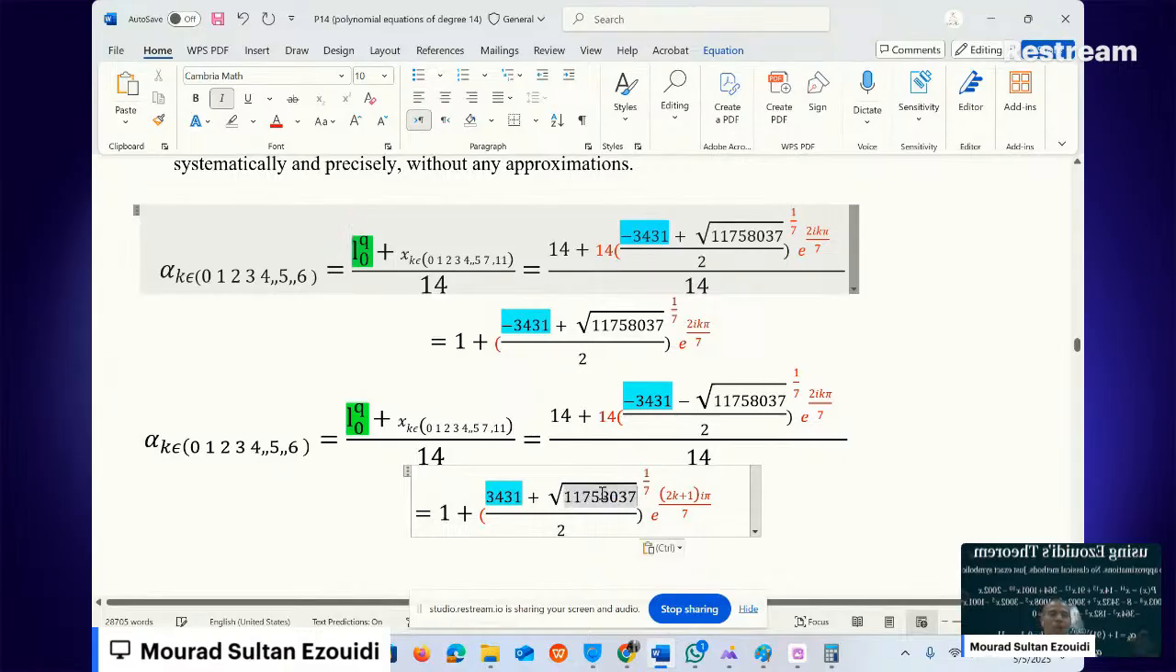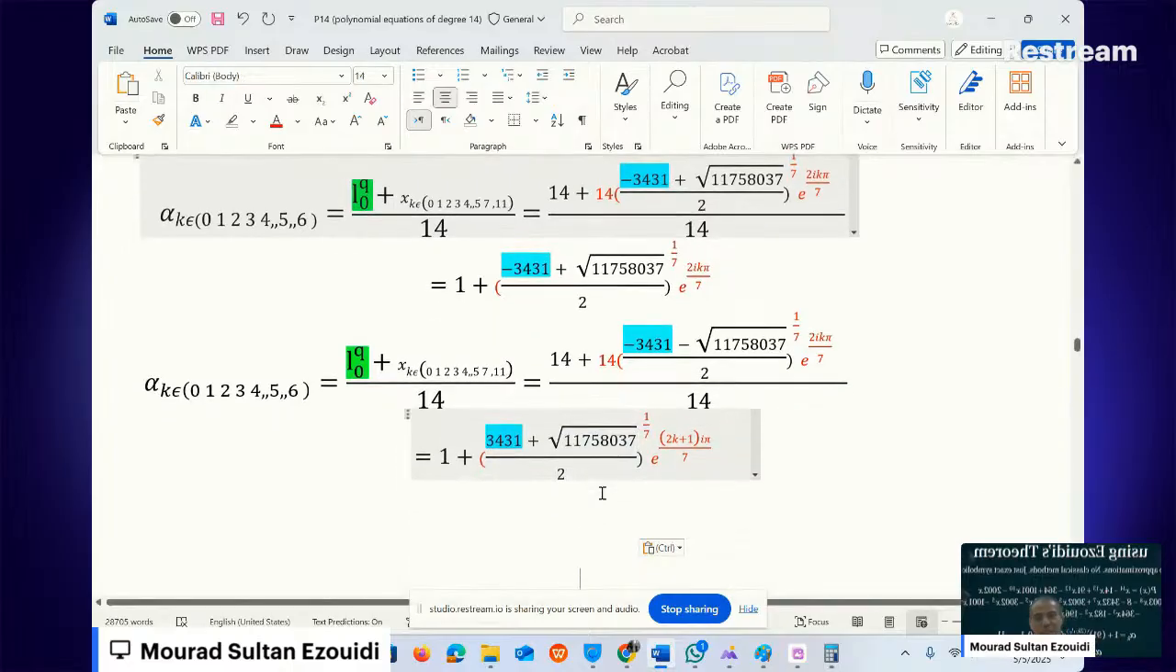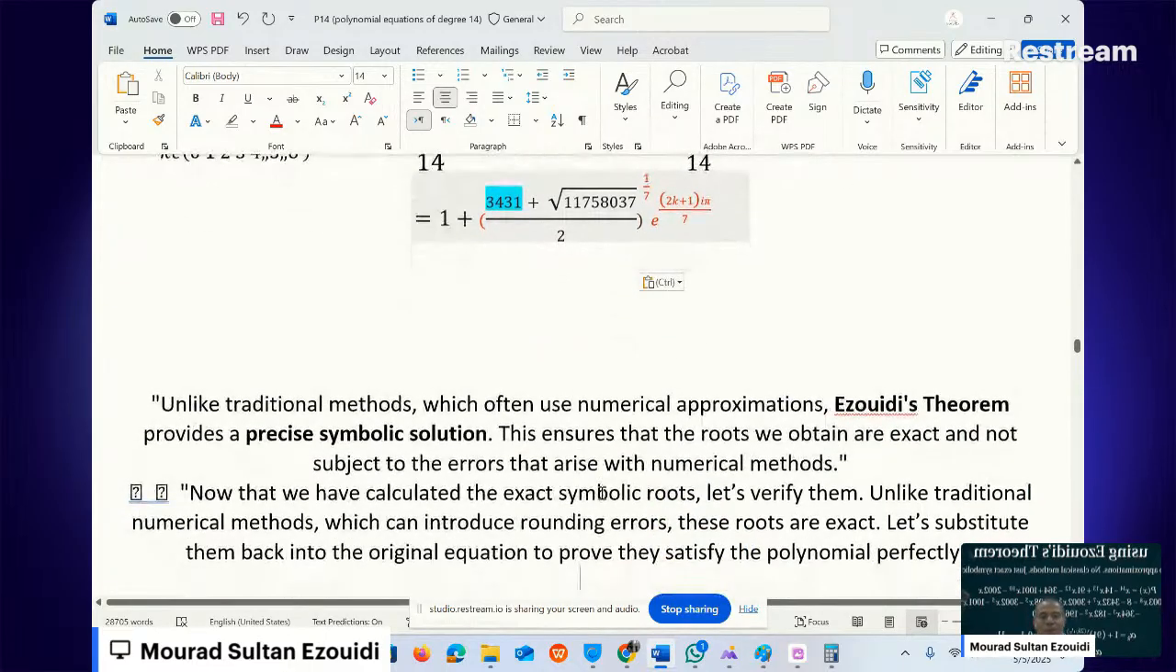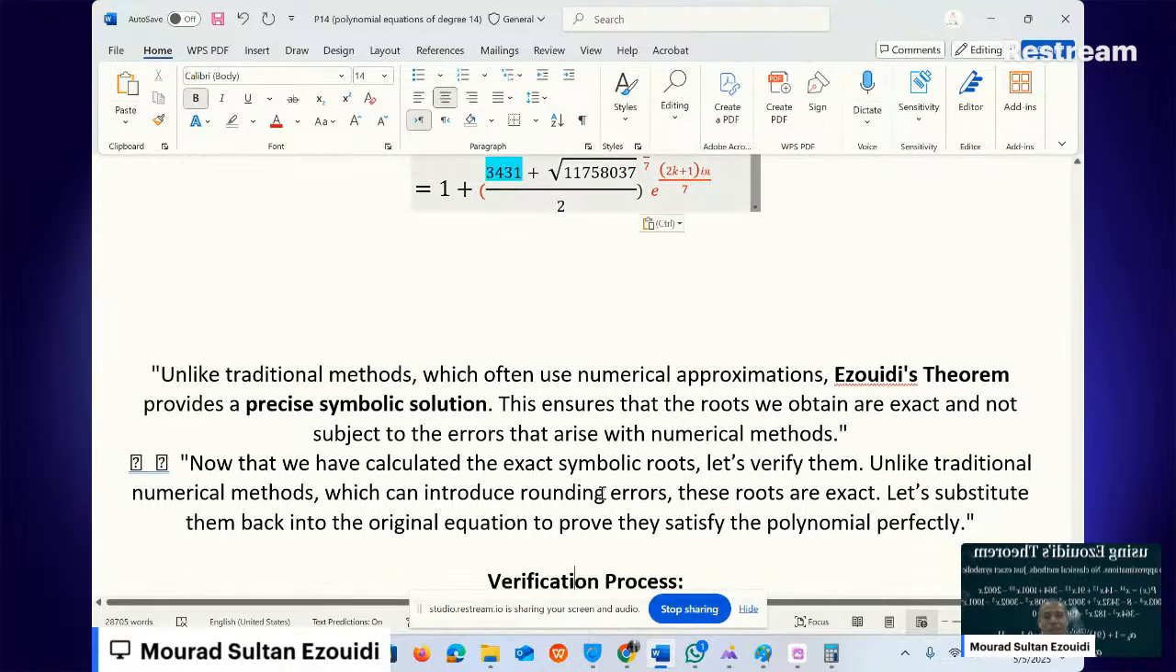Now, if you want to go back, we call that a 14, but we extend it from 50. To solve this 15, just make alpha k equal L0 plus xk divided by 14 equal L0 plus yk divided by 13, and we relate the 14th to the 13th. Okay, thank you for listening. This is the pioneering work of Mourad Sultan Ezouidi. We call traditional methods those which often use numerical approximations. The theorem provides precise exact solutions. This ensures that the roots we obtain are exact and not subject to the errors that arise in the other methods.